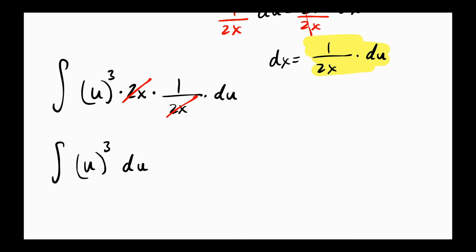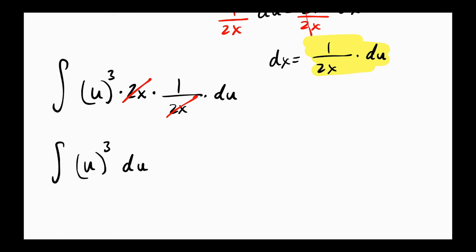Step 6 says move any constants, multiple constants. So if I had like a 3 in front or something, or a 1/2, I would just move that to the front. That's what that means. But there is nothing here like that, so we don't have to worry about that.